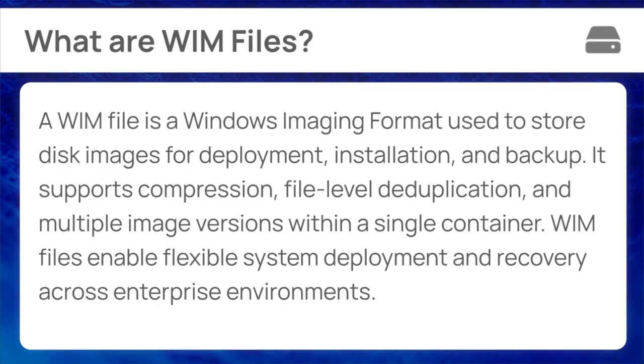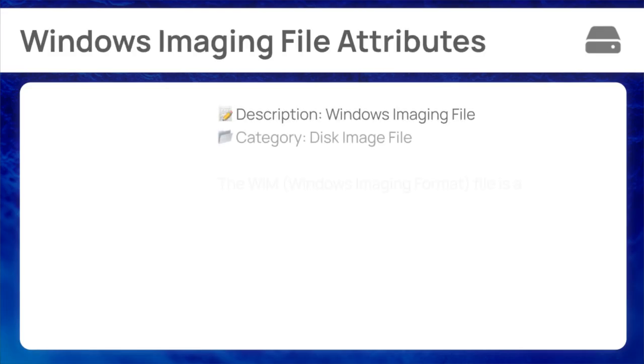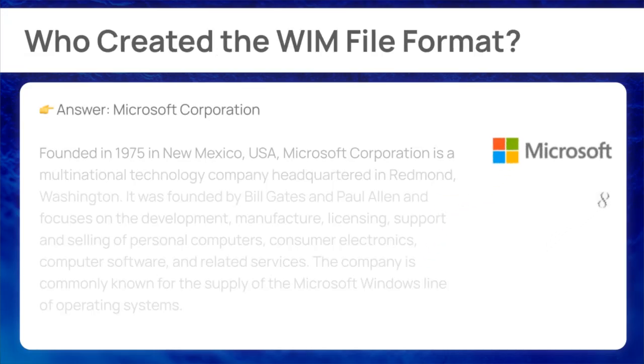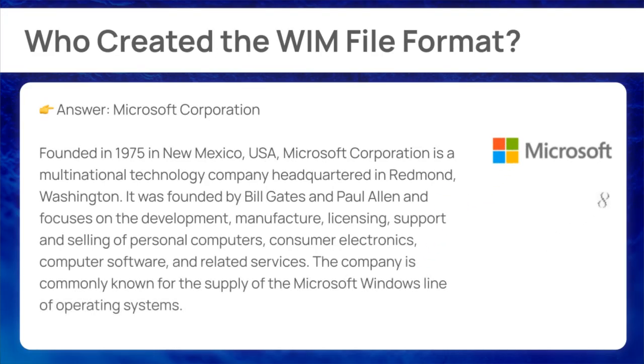The WIM Windows Imaging format file is a proprietary disk image file used by Microsoft for operating system deployment and backup. It functions as a compressed archive that holds multiple disk images, designed for efficient file-based installation. Developed by Microsoft, the format is closed source and designed for flexibility. Unlike sector-based imaging, WIM is file-based, allowing single files to be extracted and managed without extracting the entire image. It is readable by archive utilities like 7-zip, but manipulation requires Microsoft's DISM tool.